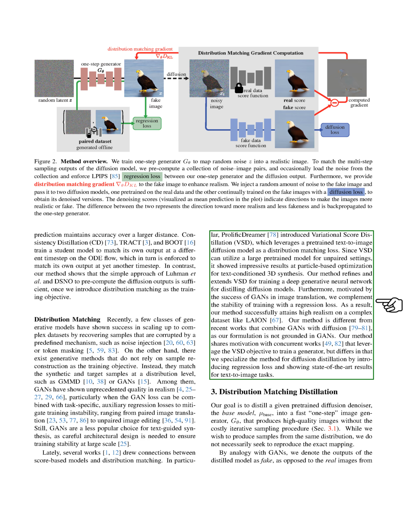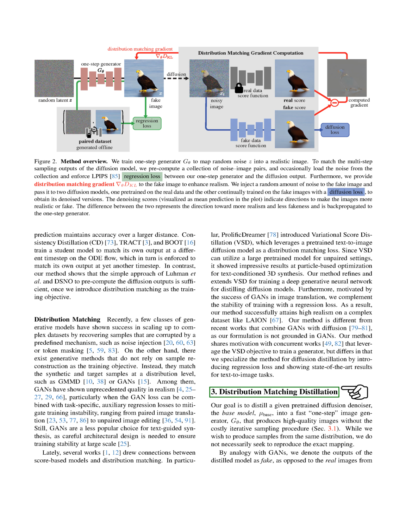Additionally, inspired by the success of GANs in image translation, we enhance the stability of training with a regression loss. As a result, our method successfully achieves high realism on a complex dataset like LAION. Our approach differs from recent works that combine GANs with diffusion, as our formulation is not based on GANs. Our method shares motivation with concurrent works that use the VSD objective to train a generator, but we specialize the method for diffusion distillation by introducing regression loss and demonstrating state-of-the-art results for text-to-image tasks.